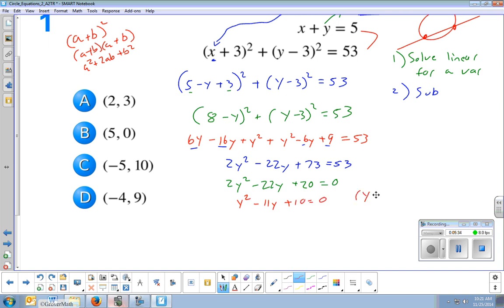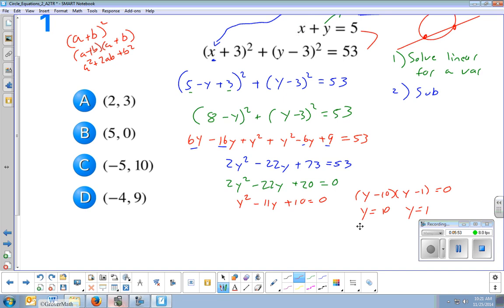Factors to y minus 10 and y minus 1. And so you get y values of 10 and 1. And remember, these don't go together. They're the y values of your two coordinates. And so you've got to find their x values that go with them, but you could just use your linear equation, x plus y equals 5.